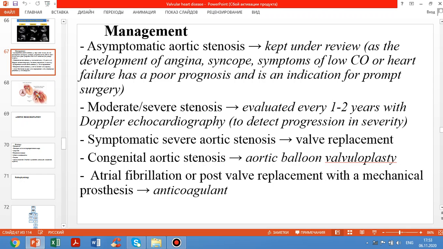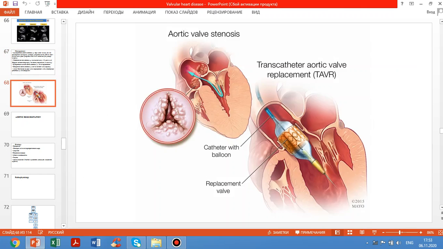Congenital aortic stenosis needs aortic balloon valvuloplasty. In atrial fibrillation or post-valve replacement with a mechanical prosthesis, you can use anticoagulants. In this slide, you can see transcatheter aortic valve replacement. This is the prosthetic aortic valve.